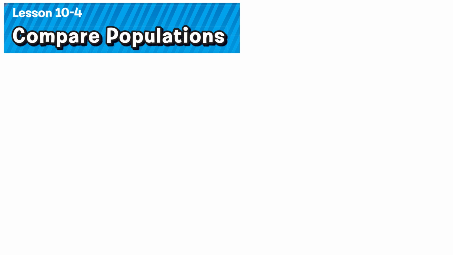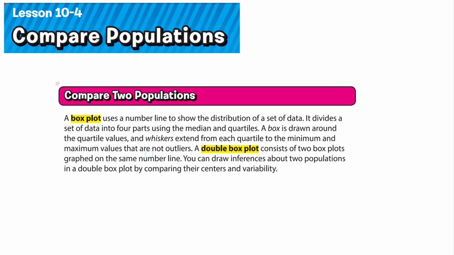Okay, in this lesson, lesson 10.4, we are going to be using a couple different kinds of graphs to compare populations. And the first type of graph we're going to be using is called a box plot. So here's a little informational blurb about box plots.